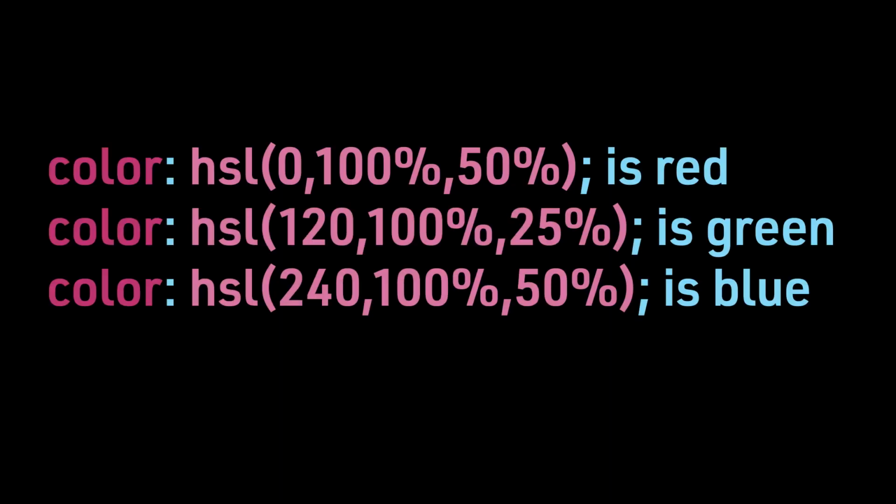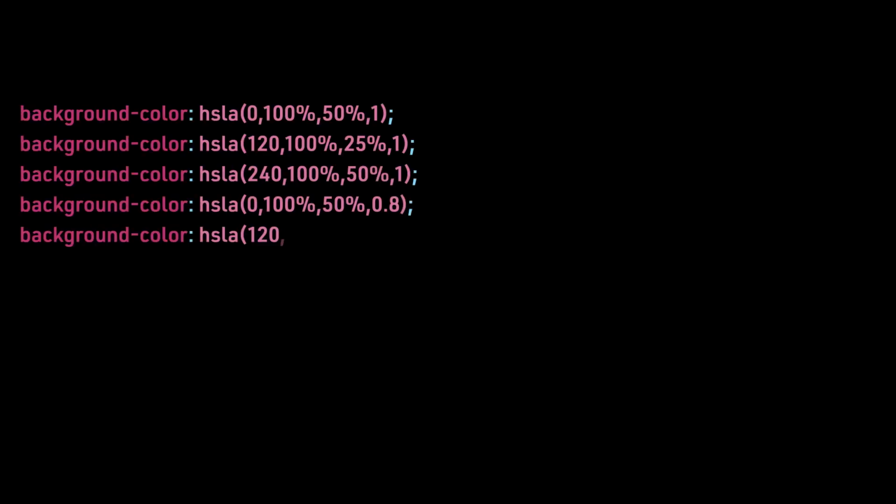We will again look at how the alpha channel affects how three of our colors, red, green, and blue, will display. HSL 0, 100%, 50% is red. HSL 120, 100%, 25% is green. And HSL 240, 100%, 50% is blue.